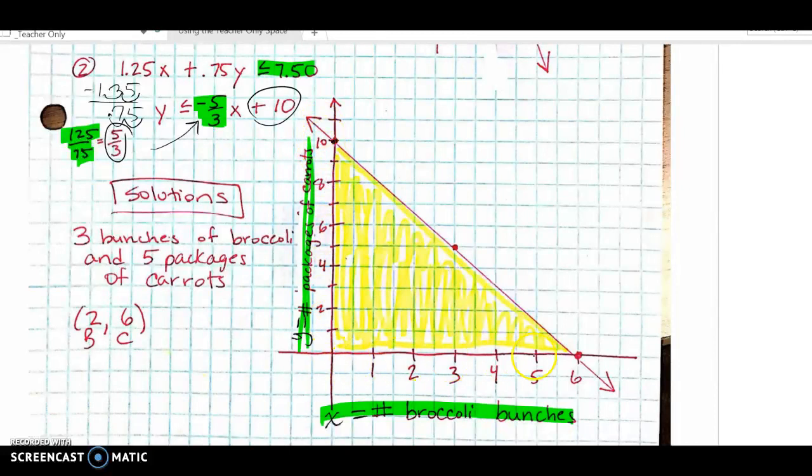I used a scale of 0.5 on the x-axis for no other reason other than to show you that you could use a different scale on either axis if you want to. You just need to make sure you label appropriately what your scale is.